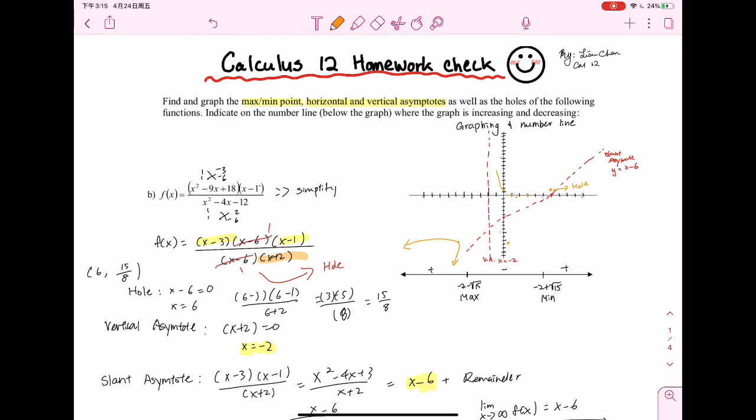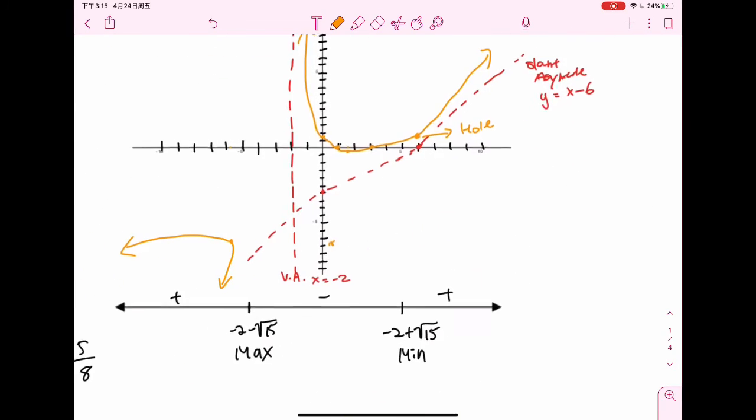This question also requires you to do it step by step and use what we have learned in the previous chapters and what we have learned this week. For example, on the number line, when left is positive and right is negative, then there's a local maximum.